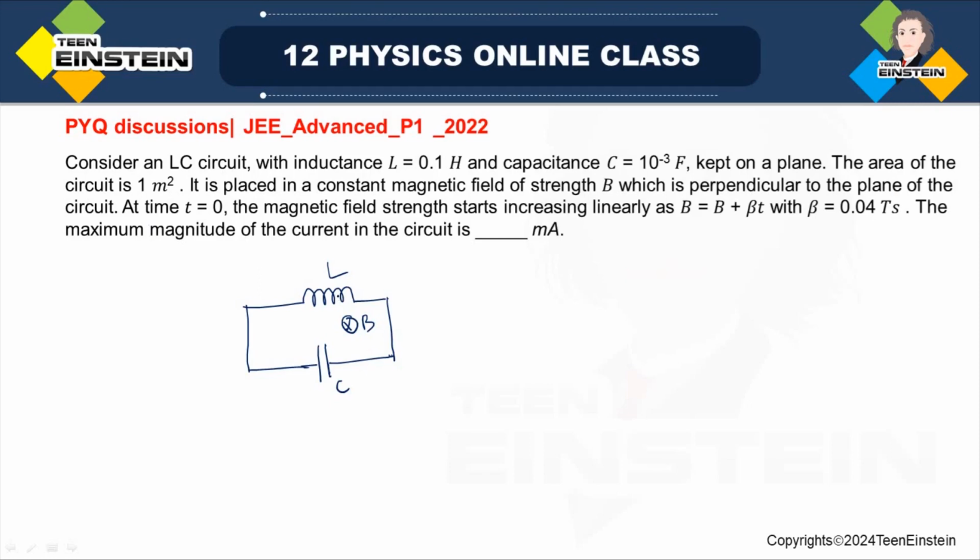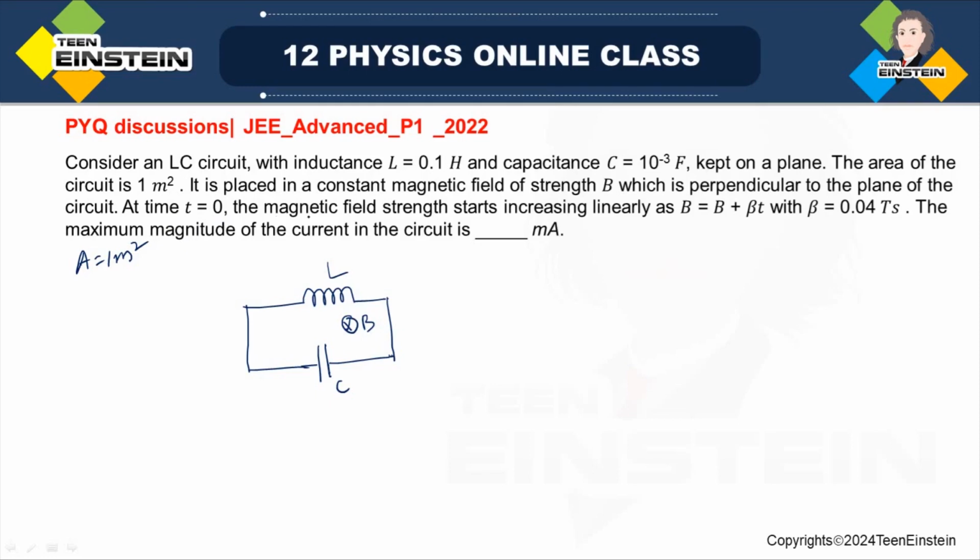So let us try to understand up to this point from this figure. This is an LC circuit, suppose, and this circuit has area 1 meter square, and this circuit is placed in a plane, suppose the plane of the paper, and it is placed in a region where there is a constant magnetic field and the direction of the magnetic field is perpendicular to the plane of the paper or plane of the circuit.